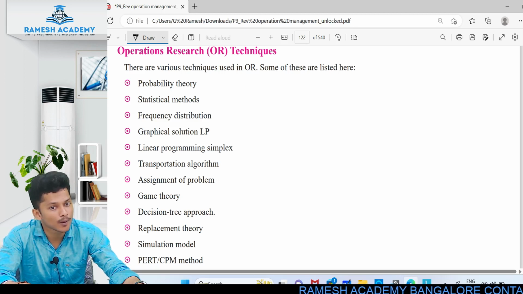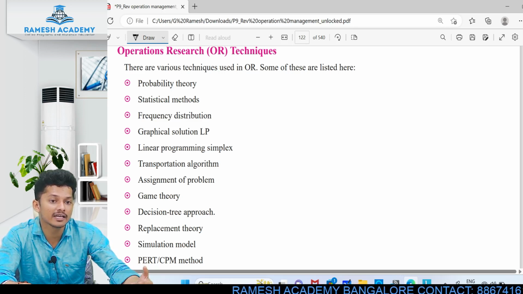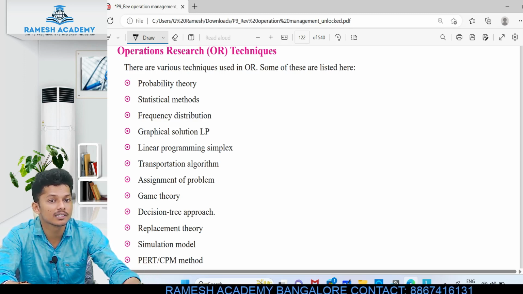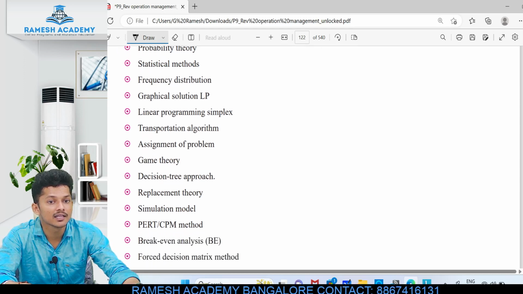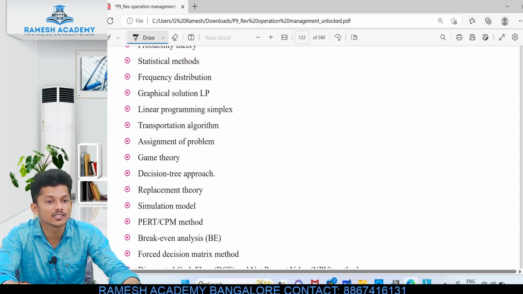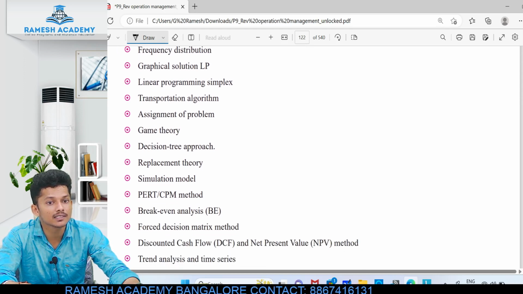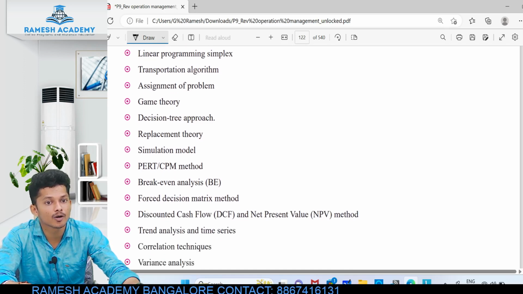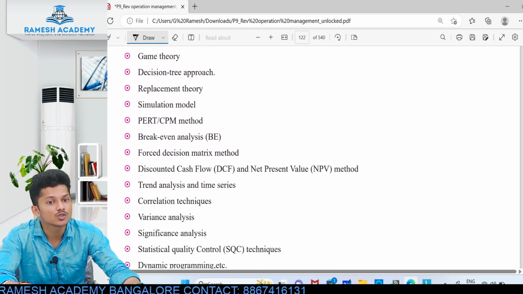See, probability theory. Probability means where happening of an event is this much and not happening of the event is so much. So that comes under probability. Statistical methods, and then frequency distribution, graphing solution, that is LPP, linear programming, simplex, transportation algorithm, assignment problem, game theory, decision tree approach. So these are techniques; you do not have all of them in your syllabus, only a few are there. So we will learn those only.